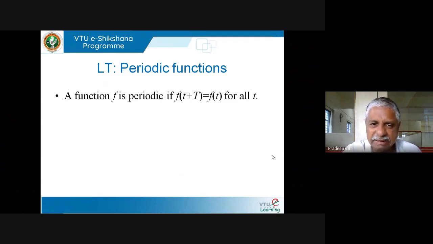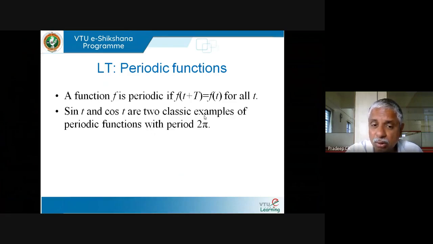So the definition is easy here. The definition is right here on your screen. A function f is periodic if f of small t plus capital T is f of t for all small t. Capital T is a fixed number. So what does it mean? How do I understand this? I can read the definition, but how do I understand this? Best thing is try to recall what were some periodic functions which you knew well. Two classic examples of periodic functions are sine and cos.